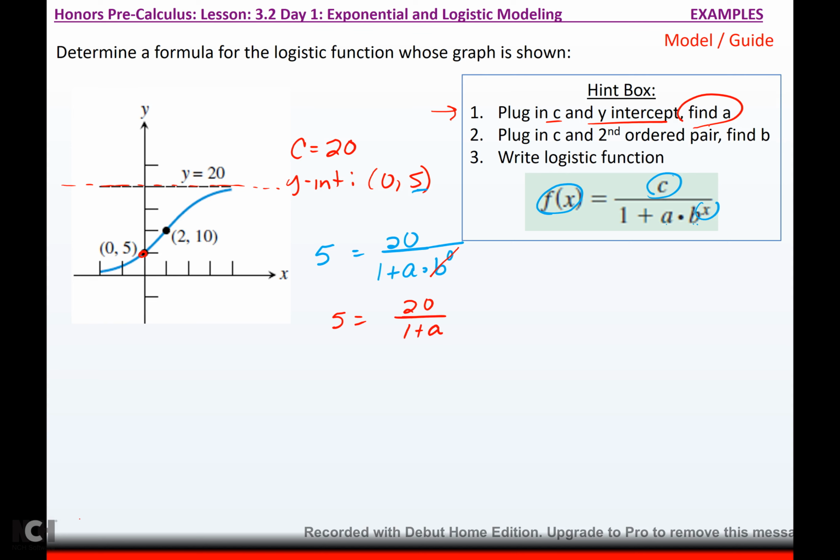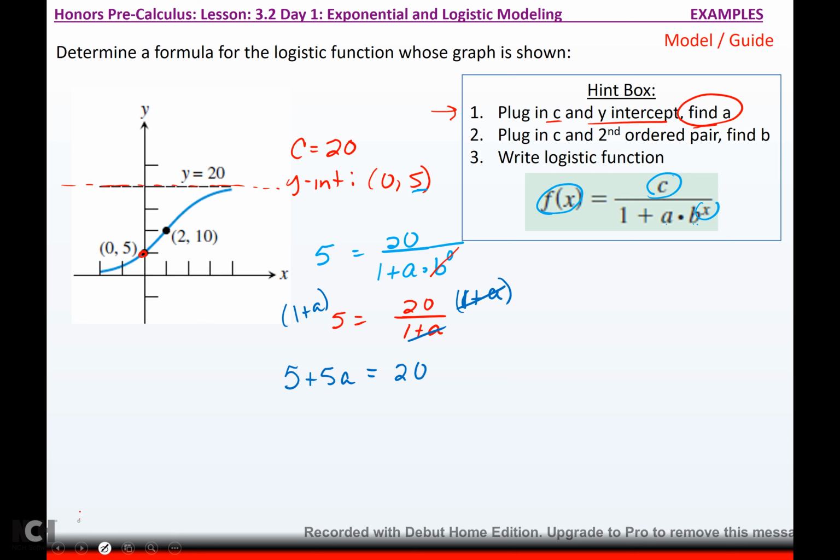Now I've got to figure out what a is. So to solve this, I have to eliminate the fraction. So I'm going to multiply both sides by 1 plus a. On this side, I'm going to get 5 plus 5a equals, on this side they cancel, and I get 20.